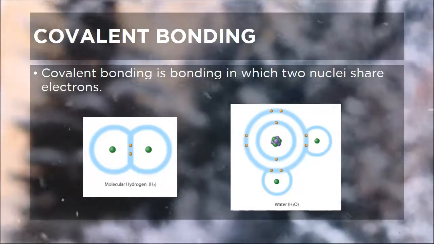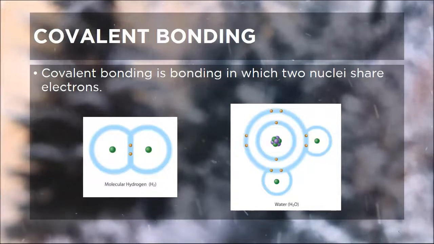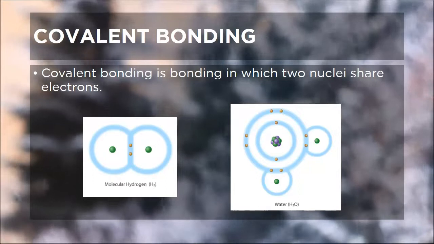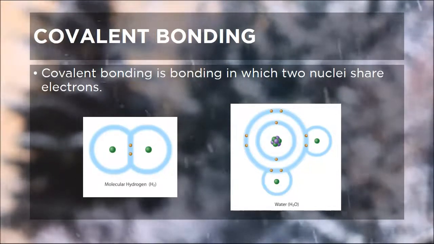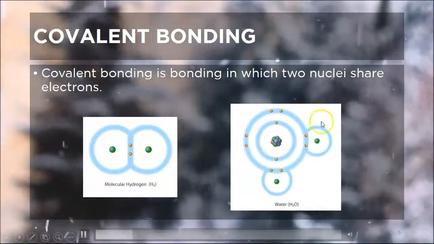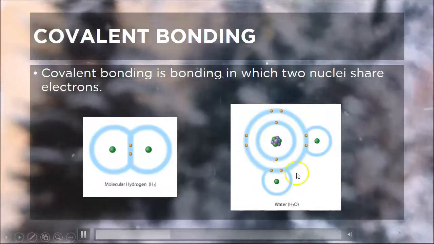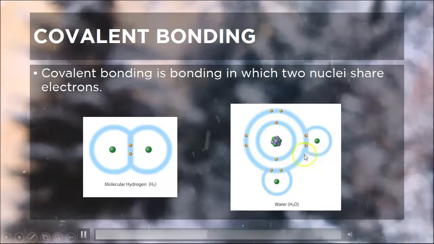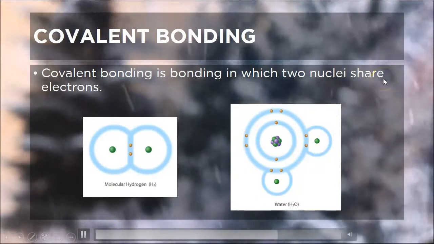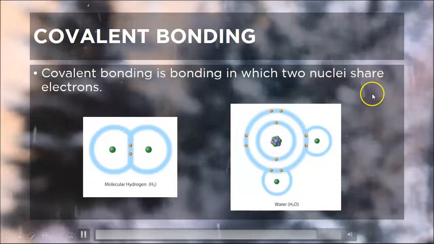Hydrogen, again, would like to gain that 1 to be like helium, so they make a deal. They share those electrons so that oxygen can feel like it has 8 electrons in its outer shell, and then each hydrogen can feel like it has 2 electrons in its outer shell. And they all get along happily in that covalent bond.